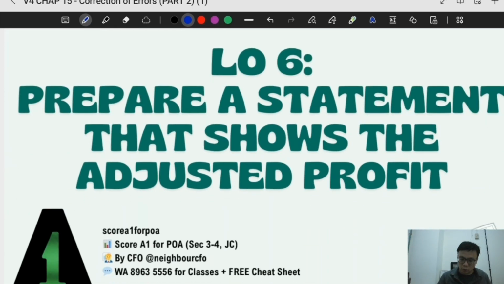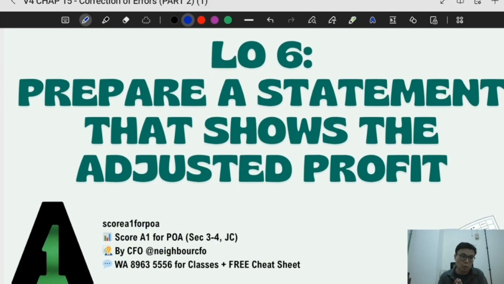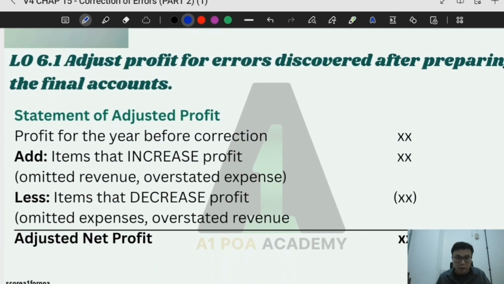So now let us go to LO6. LO6: prepare a statement that shows the adjusted profit. Remember earlier on I mentioned the pro forma statement, whereby we show the before and after figure after we do the necessary adjustment. This slide, personally, I like this particular presentation a lot because it can really help to explain and articulate the mechanism behind the thought process in terms of the adjustment. So let's run through a quick one.